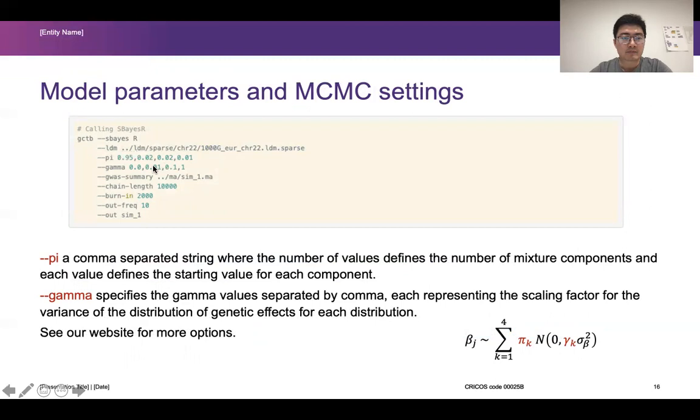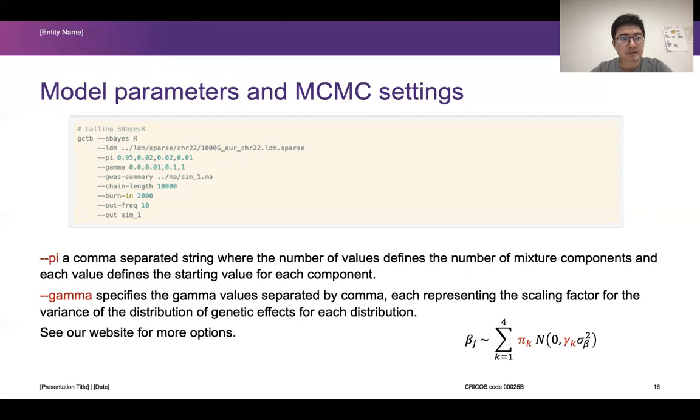And here it shows the specification of some model parameters and MCMC settings. The pi follows a number of decimal numbers separated by commas. The number of these decimal values specifies the number of mixture components in the model, and these numbers specify the starting value of each mixture component.